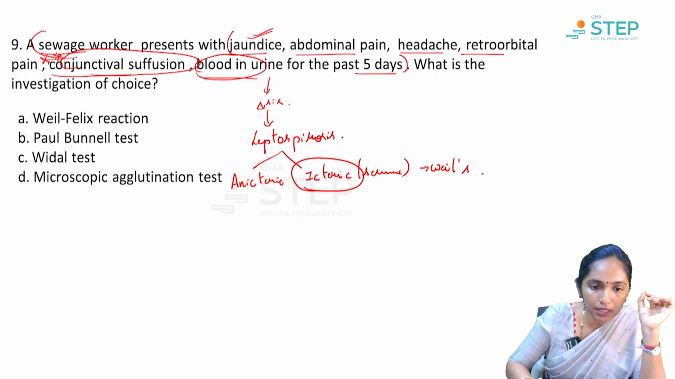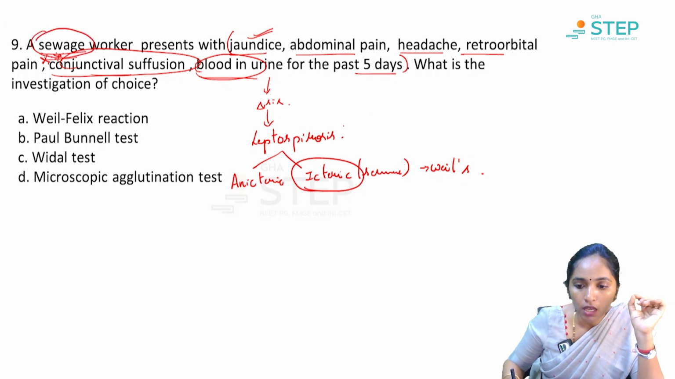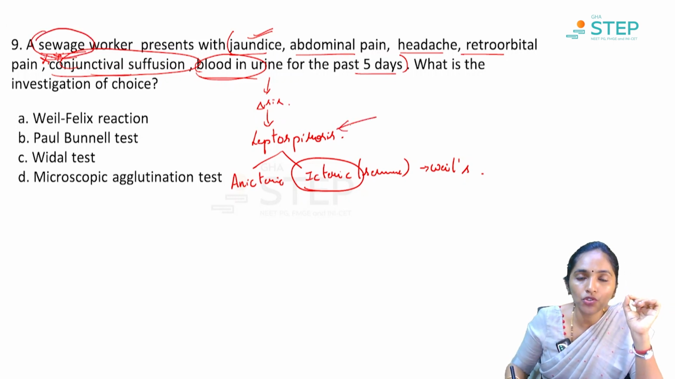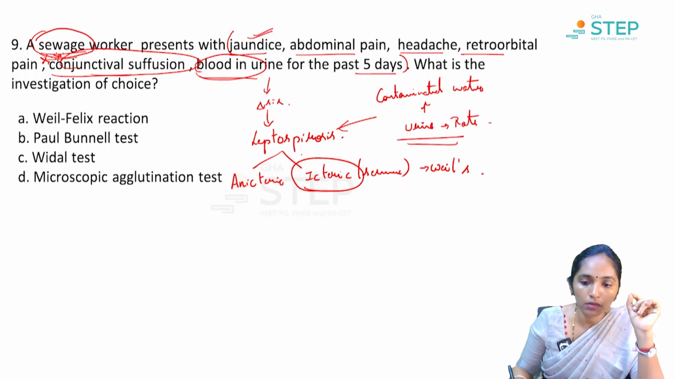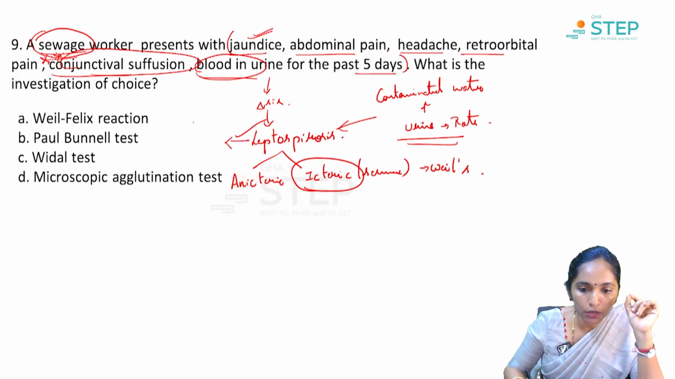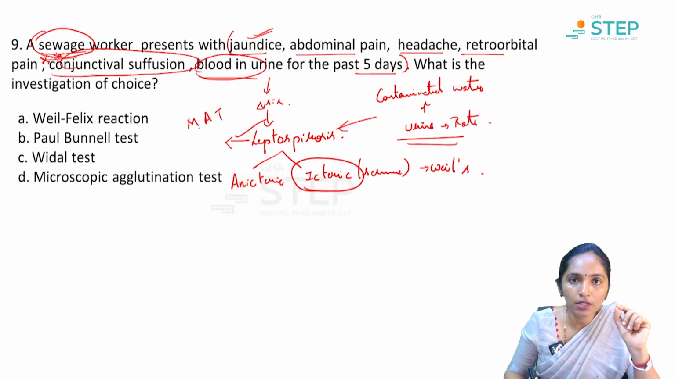And again, another hint is sewage worker, because this is a zoonotic infection which you get from contaminated water, where the water is contaminated with the animal's urine. So usually it is rat's urine contaminated water which results in leptospirosis. So we have done the diagnosis. So what is the test of choice for leptospirosis? We tell it as MAT. What is MAT? Microscopic agglutination test, an agglutination test which is done in a microtiter plate.